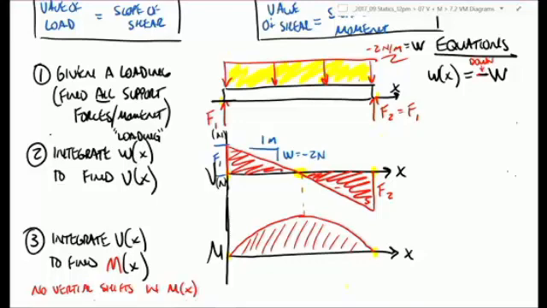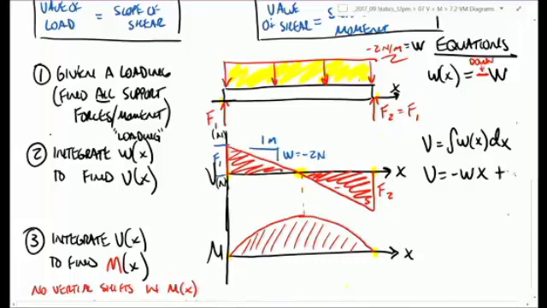So as we look at the shear, and we say that the shear, V, is equal to the integral of w as a function of x dx. And so we integrate, we get V is equal to negative wx plus c1.